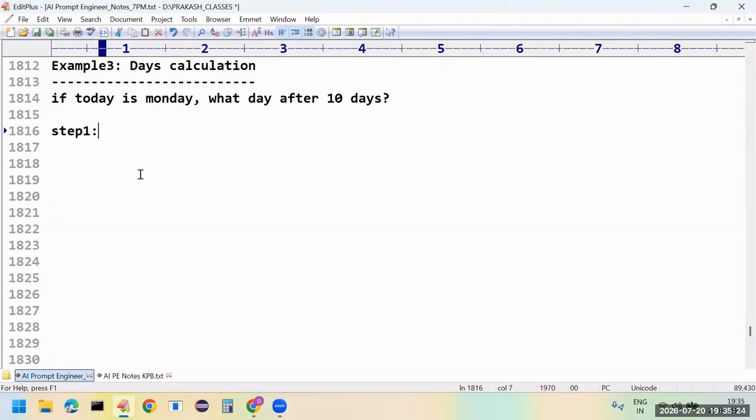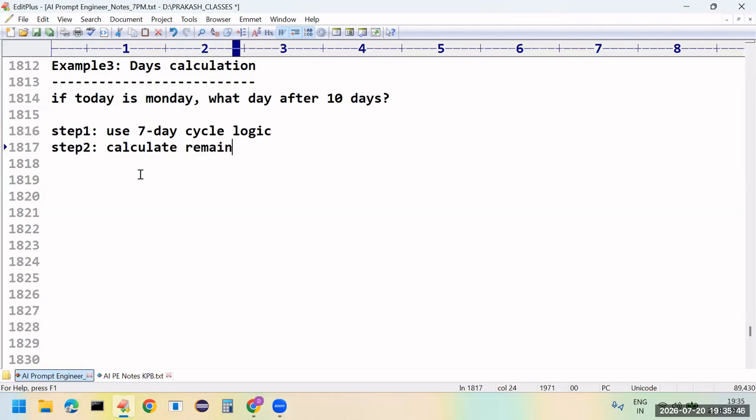Sir, how can you do this? You need to calculate with some formula, right? Now see how I am going to write the steps. Use 7 day cycle logic. Per week, how many days? 7 days. Use that logic.